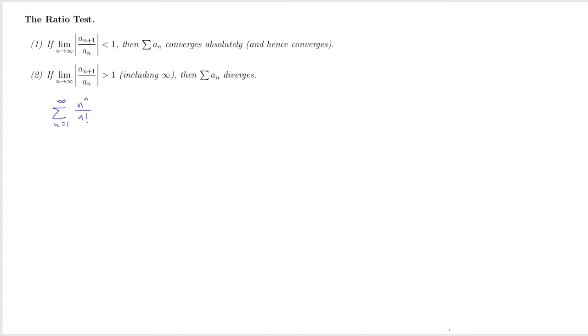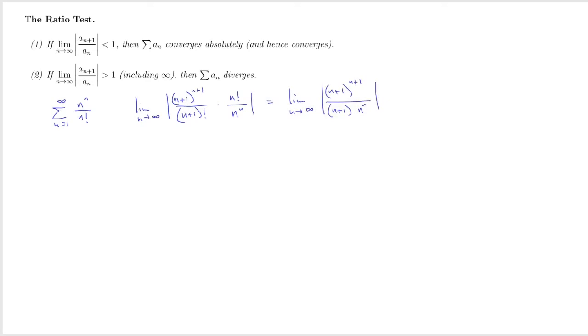The sum from n equals 1 to infinity of n to the n over n factorial. We have to consider the limit as n approaches infinity of the absolute value of the n plus 1th term divided by the nth term. The n plus 1th term is (n plus 1) to the n plus 1 divided by (n plus 1) factorial. And then dividing by the nth term, n to the n over n factorial, is the same thing as multiplying by n factorial over n to the n.